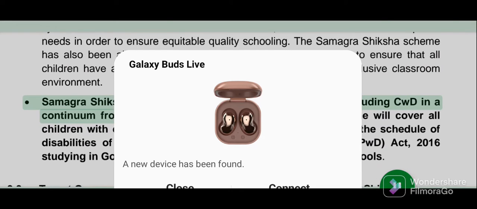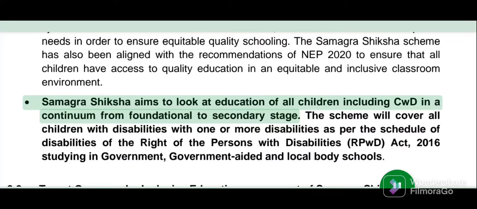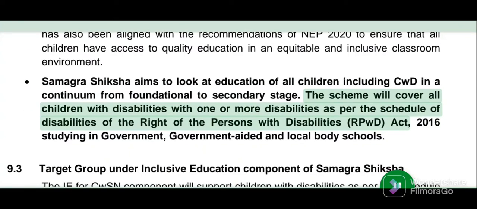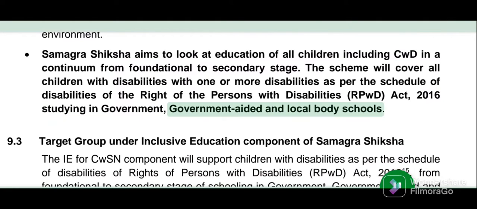Samagra Shiksha aims to look at education of all children including CWD in a continuum from foundational to secondary stage. The scheme will cover all children with disabilities with one or more disabilities as per the Schedule of Disabilities of the Right of the Persons with Disabilities RPWD Act, 2016 studying in government, government-aided and local body schools.